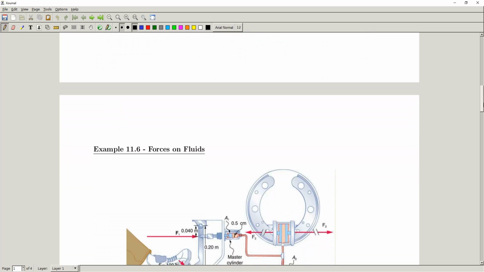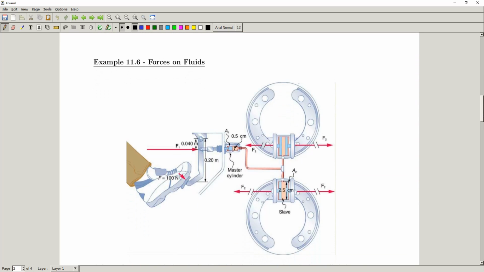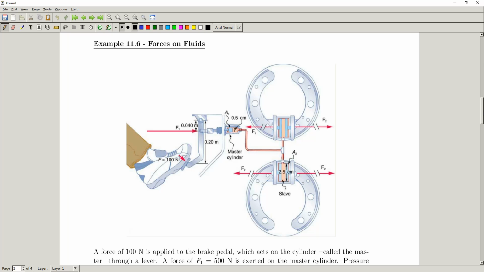We'll look at one example of that right now, and this is a simple car braking system. This is an example from the text also. This is 11.6. I'm going to pull up 11.6 here so that I have the numbers. Yes, I have them here. So what are we looking at here? We have a car. This is basically the car's braking system.